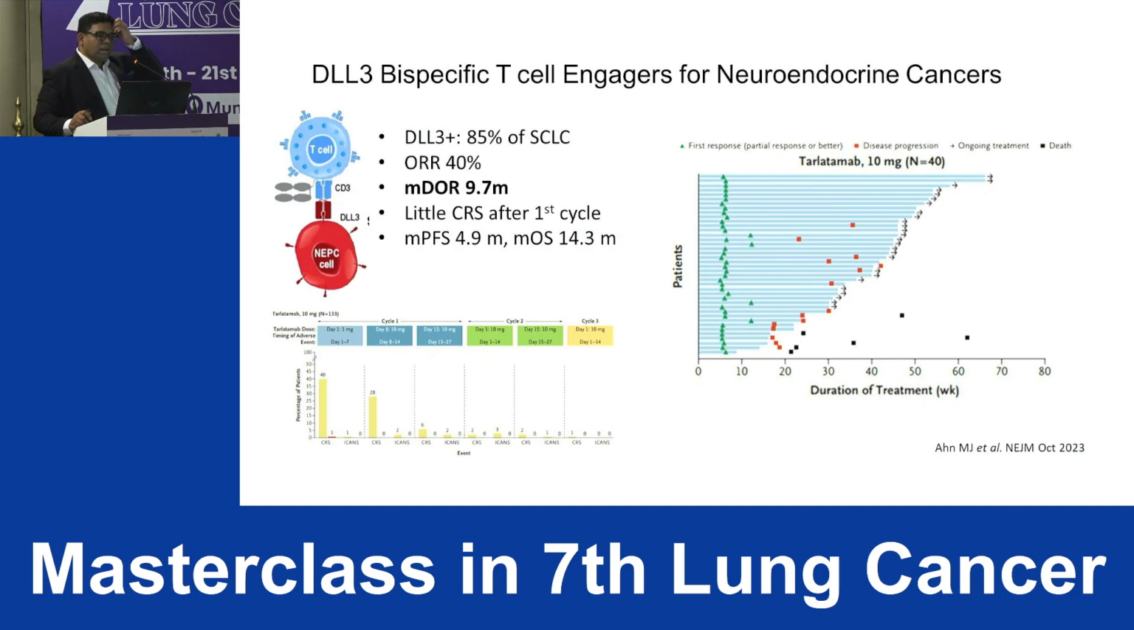Let's look at DLL3 BiTE for neuroendocrine tumors, and these results with tarlatamab are well presented, so I won't spend time on this. You understand 85% of small cell lung cancers have this expression. The response is 40%. There is minimal CRS with the BiTE antibody, and you get a median OS of around 14.3 months in third line and beyond setting, which was unheard of.